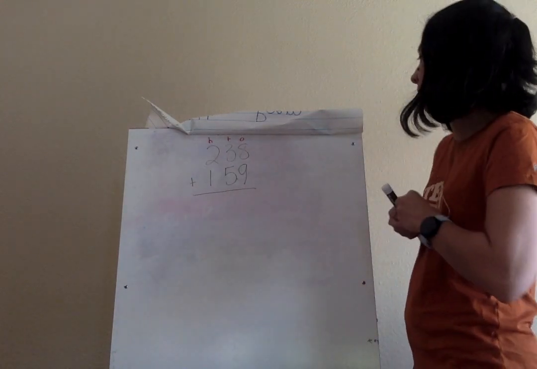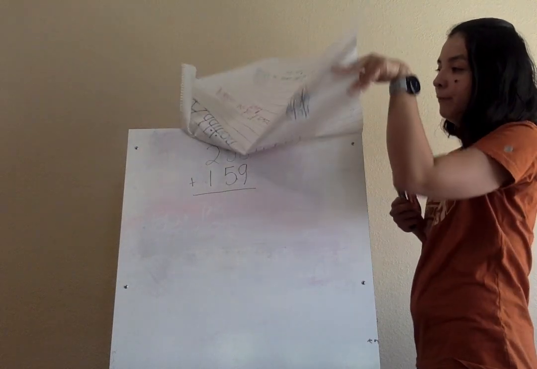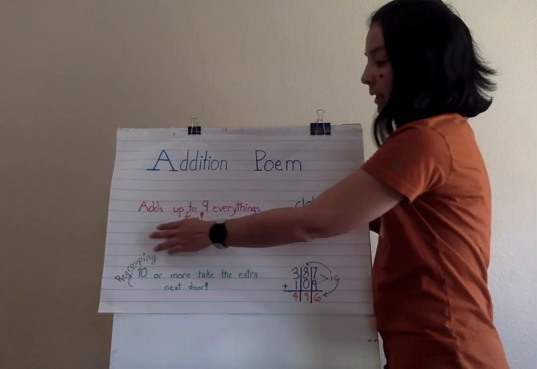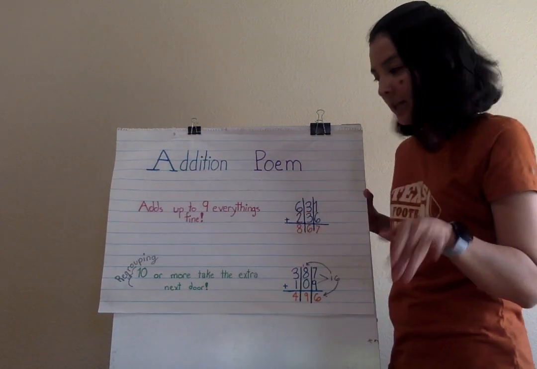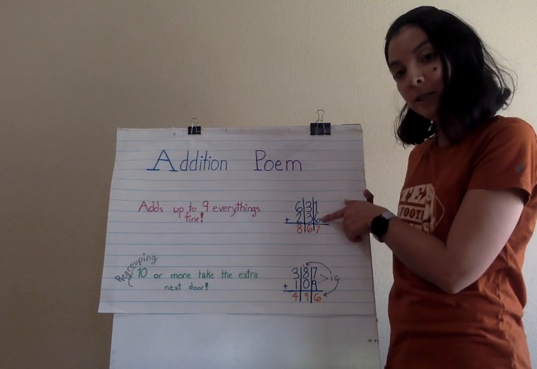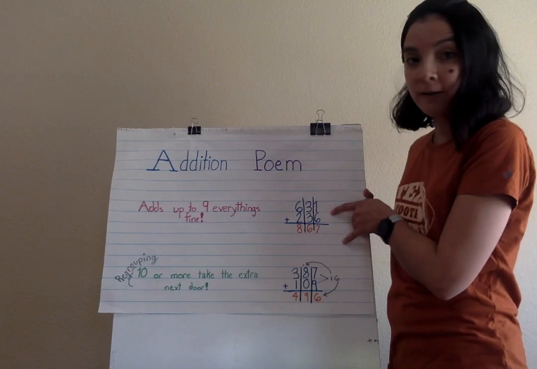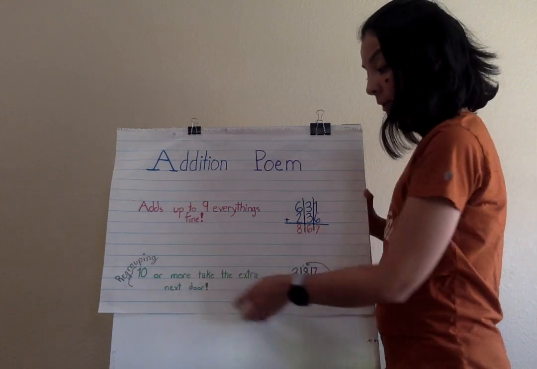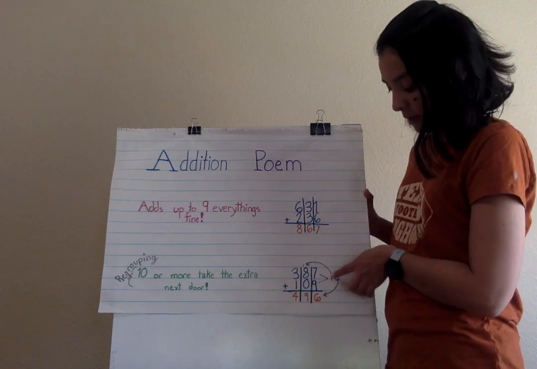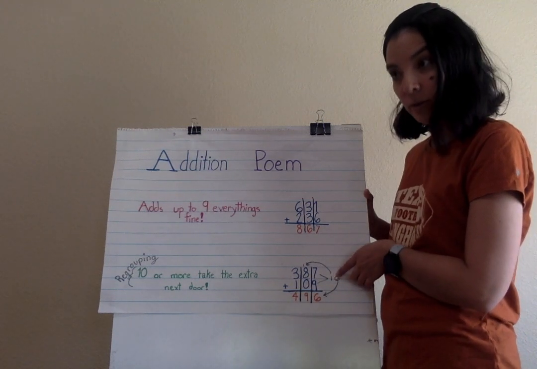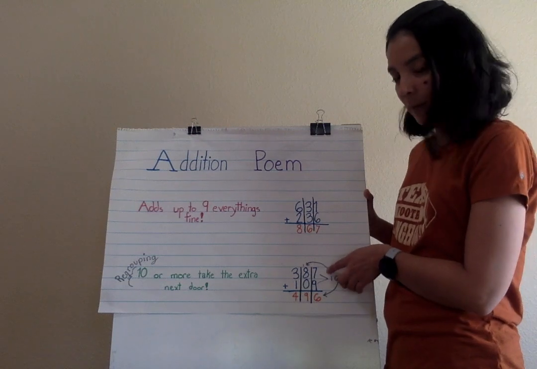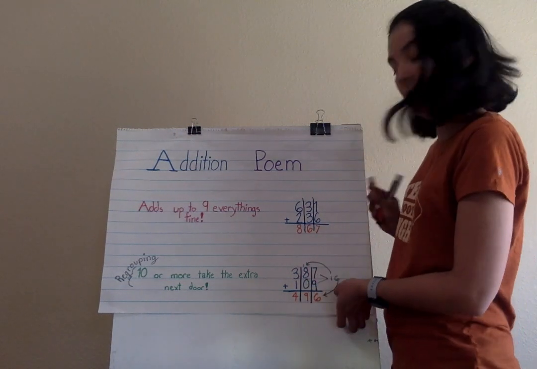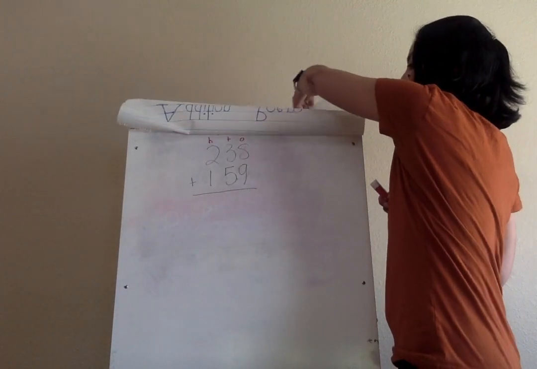Before I start doing that, I want to review our poem from yesterday. Remember our addition poem? Adds up to 9, everything's fine. So if our 1s add up to 9, 1, 2, 3, 4, 5, 6, 7, 8, or 9, everything's fine. 10 or more, take the extra next door. So if I have an extra one, if it's 10, 11, or 12, I'm going to take my extra one to my 10s, or even my hundreds today. So let's find out.